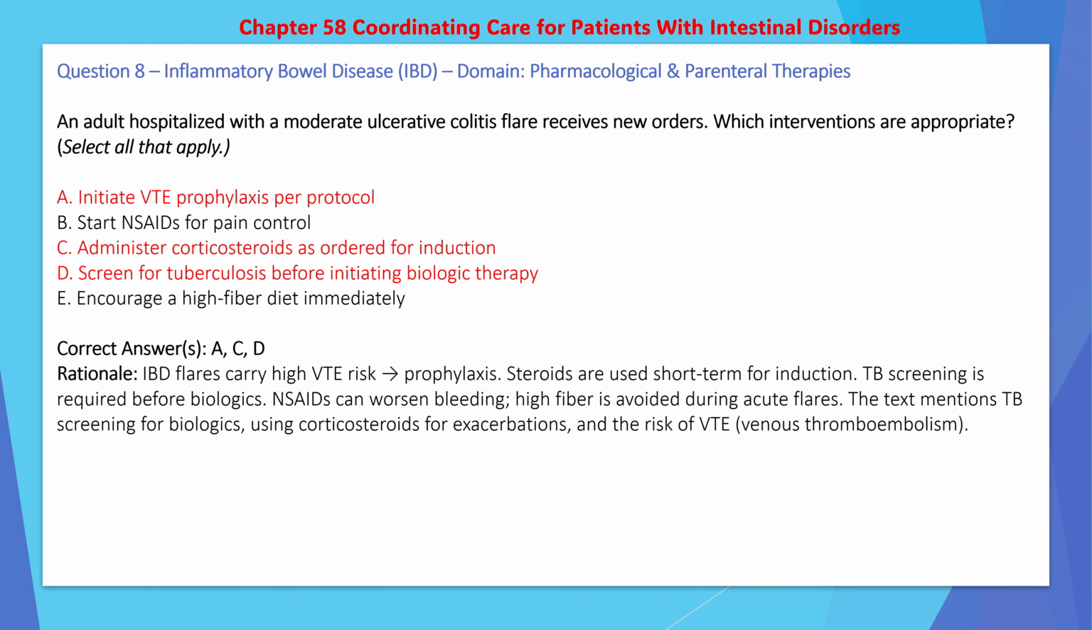So the steroids are used short term for induction. TB screening is required before biologics. NSAIDs can worsen bleeding. High fiber is avoided during acute flares. The text mentions TB screening for biologics, using corticosteroids for exacerbation, and the risk of VTE, which is venous thromboembolism.